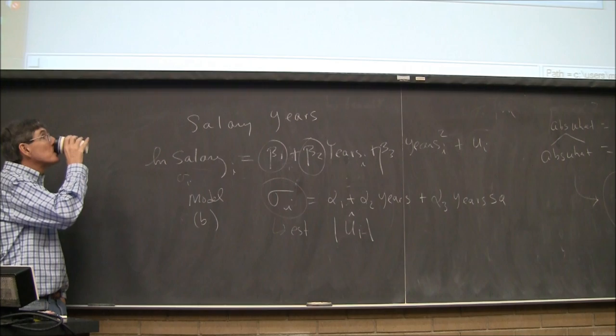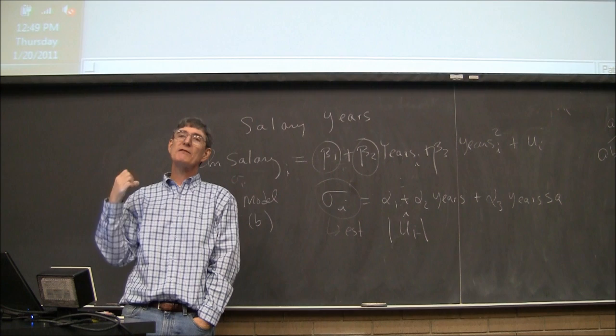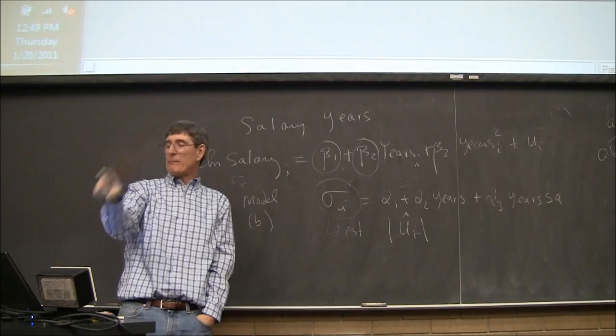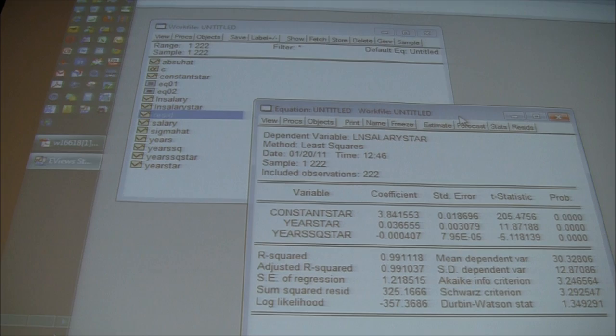I didn't save my resid variable, so I'd have to start over. Normally I like to write resid as u hat, just to have it there. But my resid is no longer the resid from the first regression, and I didn't save it, so I'm going to have to rerun the first regression. So let's rerun the first regression real fast. I've got it here somewhere.